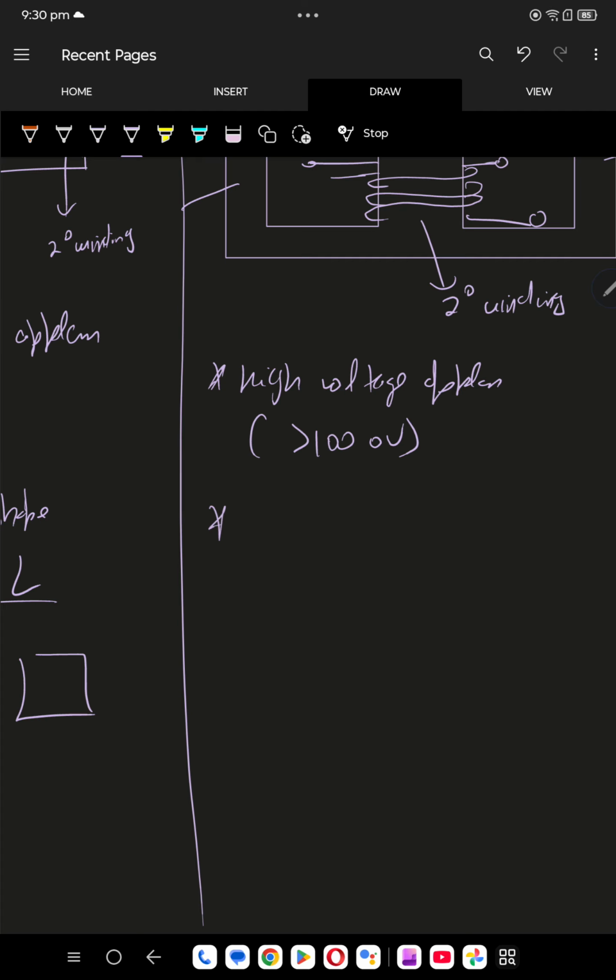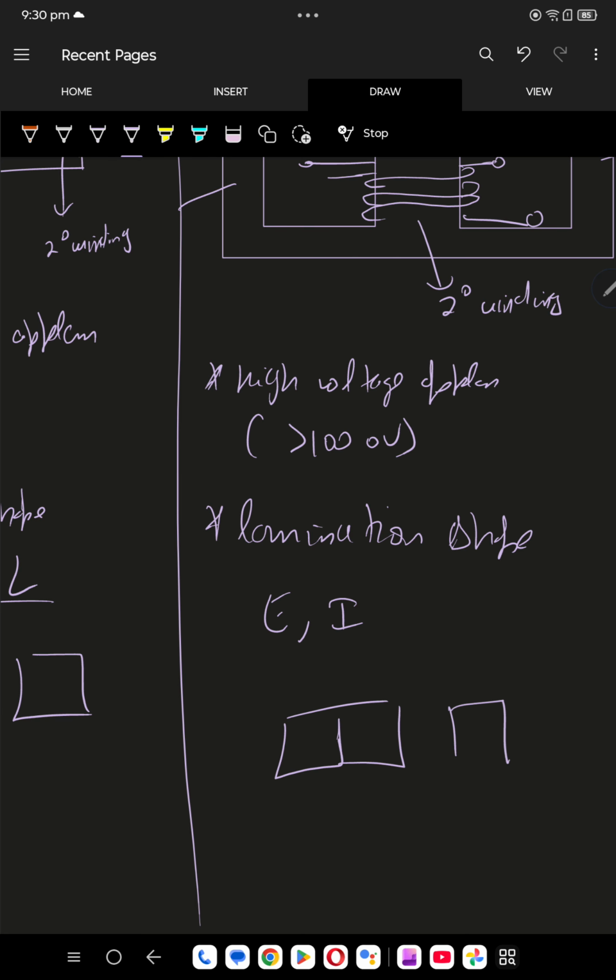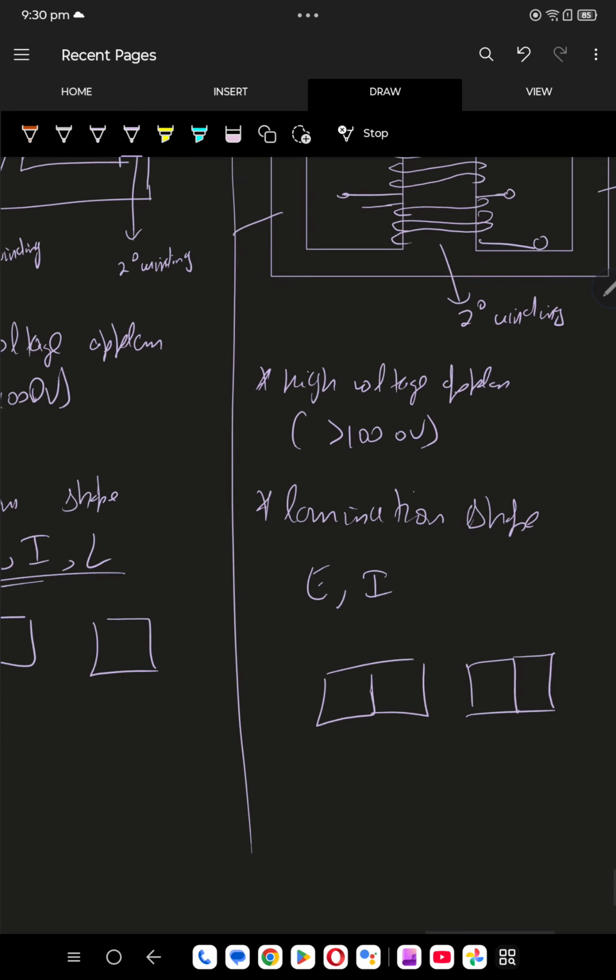And here coming to the lamination shape. Here also the core is not made of one single solid block. Here also it's made of several laminations. Here it is of E and I shape. This is E and this is I. Even this way also you can draw E and I. Got it? So we have covered 3 points.